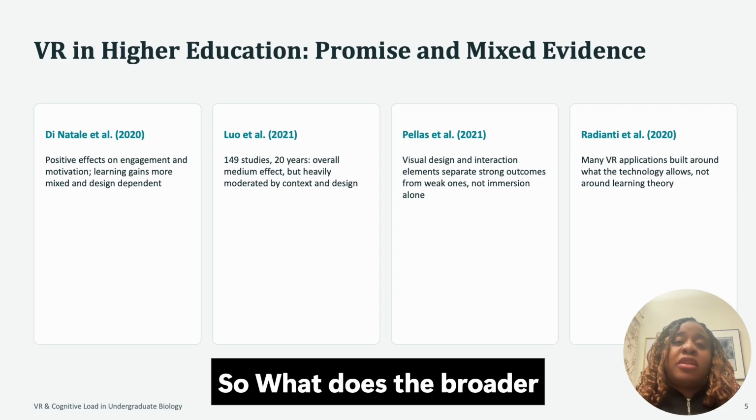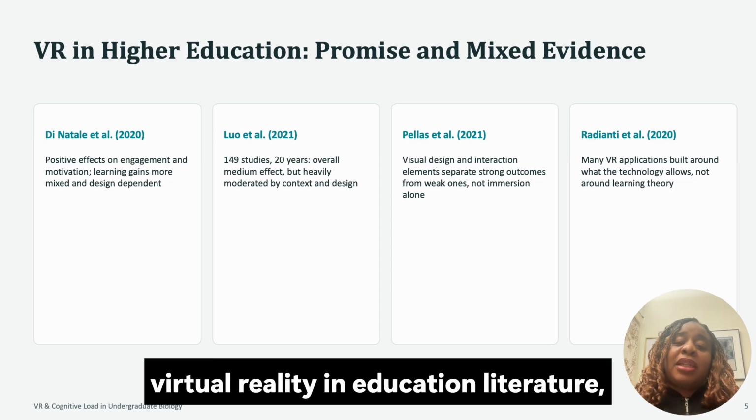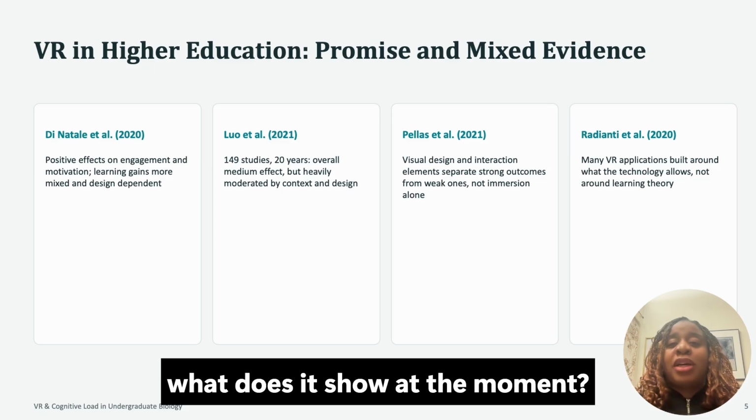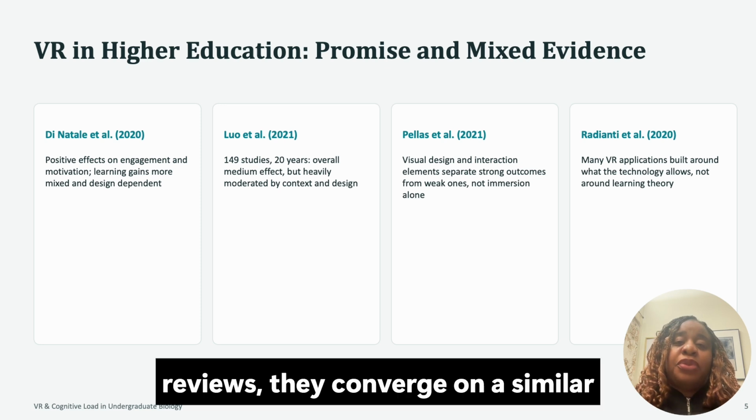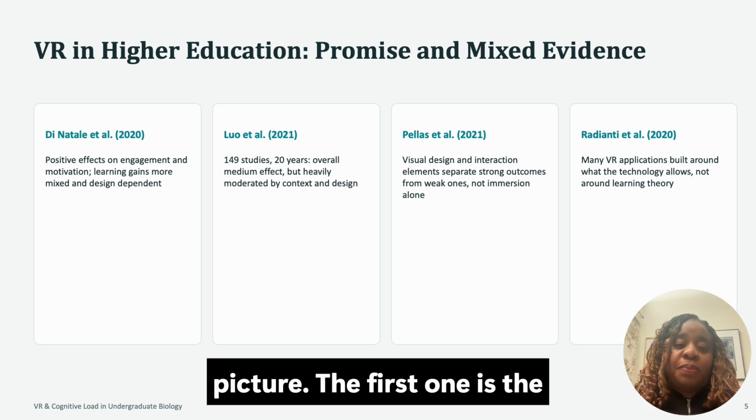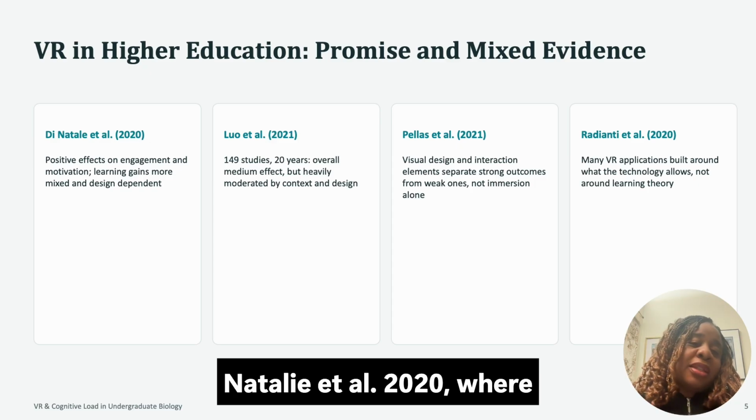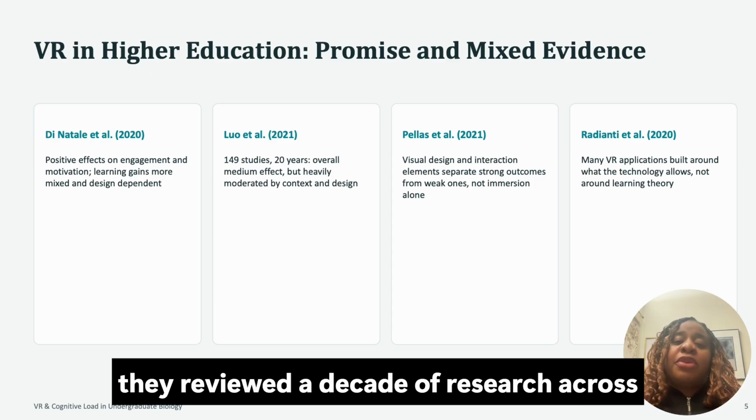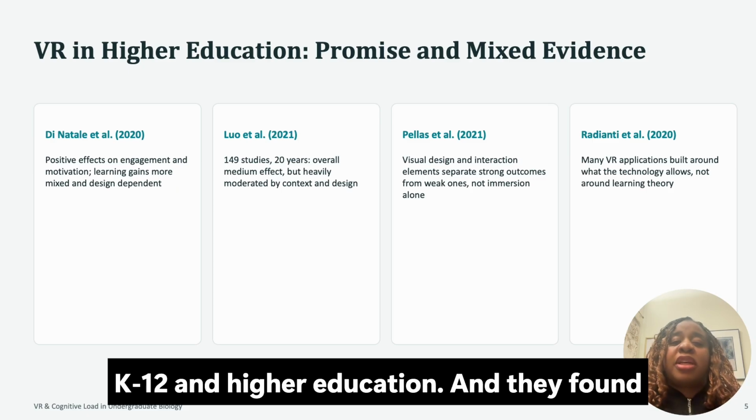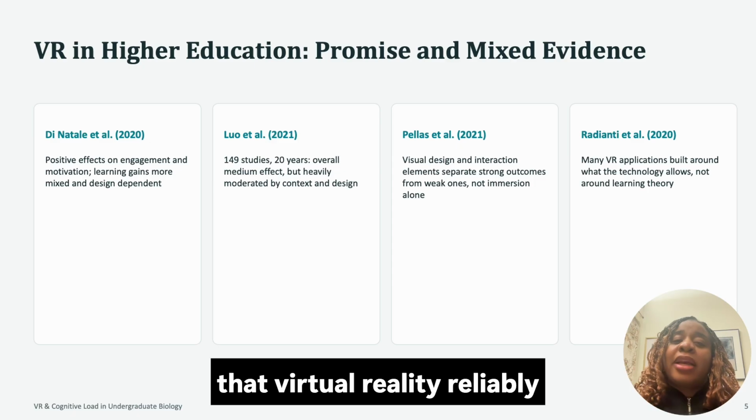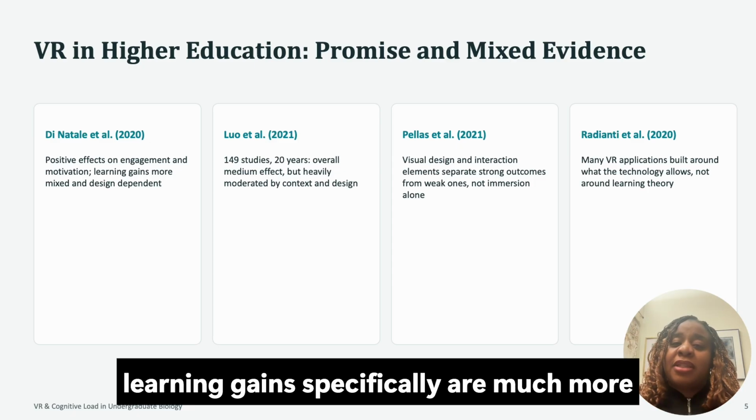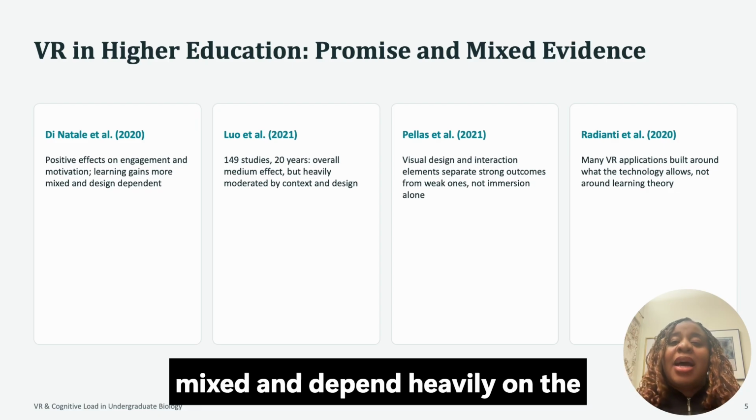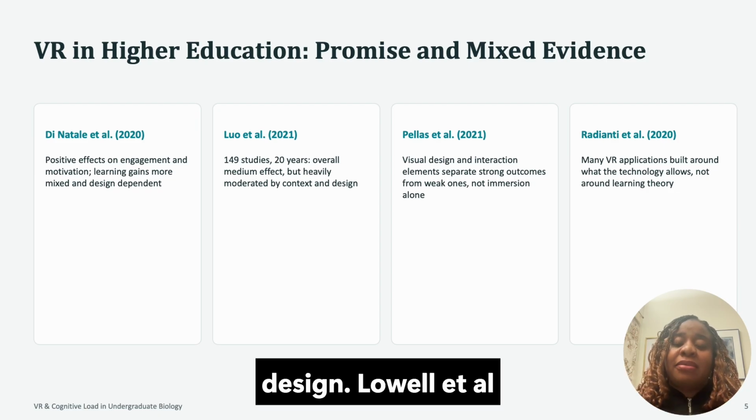So, what does the broader virtual reality in education literature show at the moment? Several major systematic reviews converge on a similar picture. The first one is Natali et al. 2020, where they reviewed a decade of research across K-12 and higher education, and they found that virtual reality reliably boosts engagement and motivation, but learning gains specifically are much more mixed and depend heavily on the design.